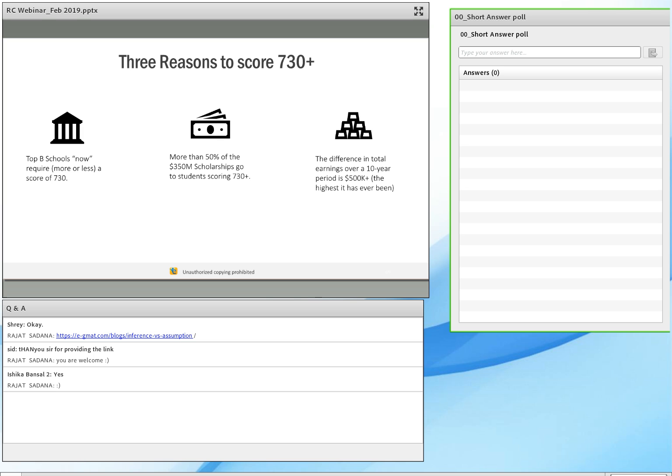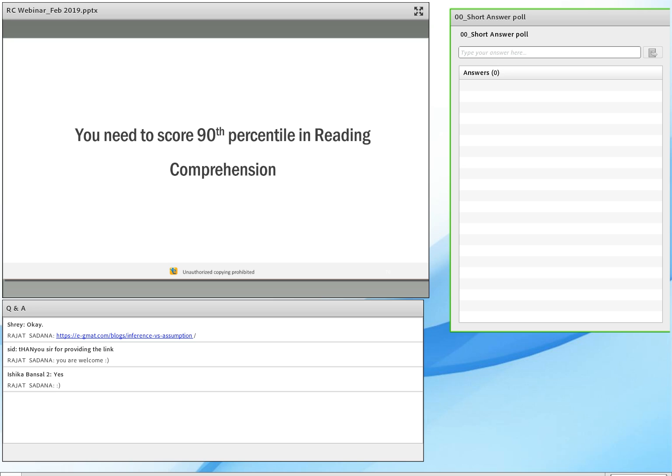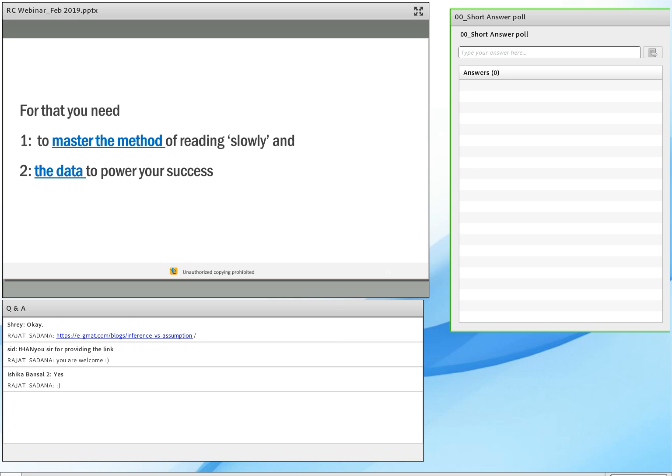Okay, so where do you go from here? First of all, motivate yourself. You've got to get to the score if you want to get to top B schools, if you want to have that delta of $500,000. Now, how do you get to that 90th percentile ability? The two things that you need to do is master the method of reading slowly, and look at data to figure out where you need to focus your energy.